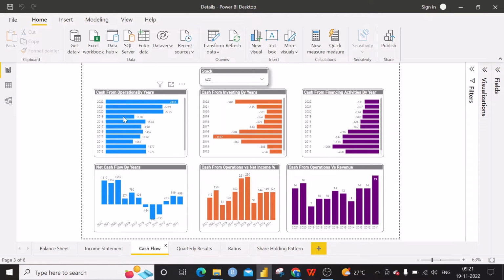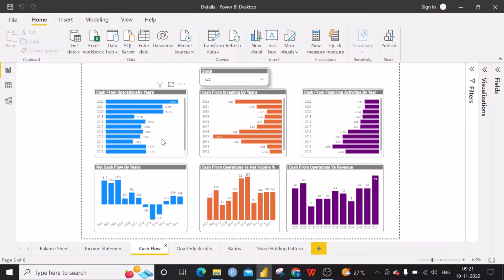The cash from operation by years. The cash from operation is the cash coming from the customers, less the bills paid to the suppliers, tax paid to the government and the salary to the workers. All those are counted into the cash from operation by years. It is positive and it is also in an increasing trend. In 2022 it is 2835. And the next parameter is the cash from investing by years.